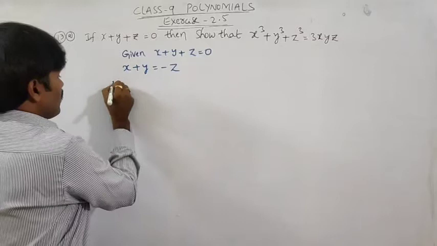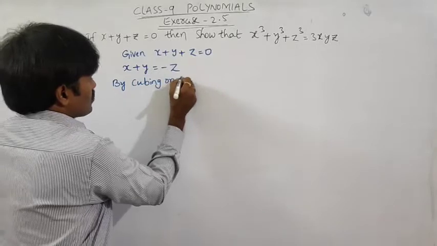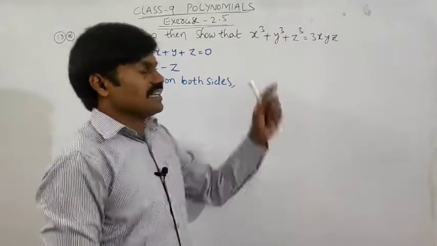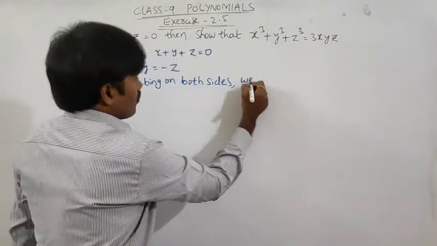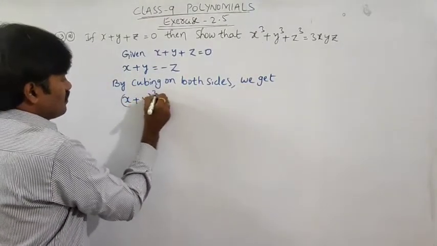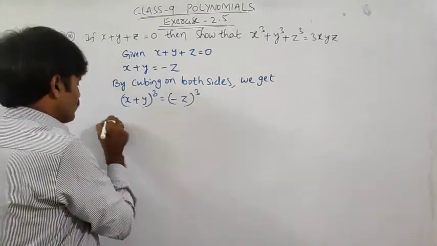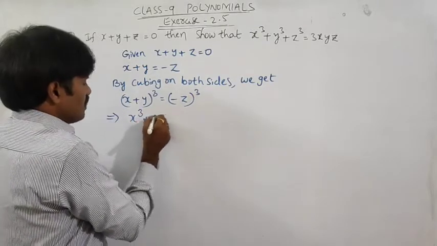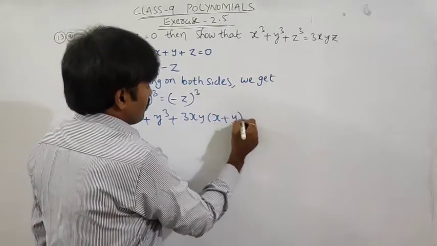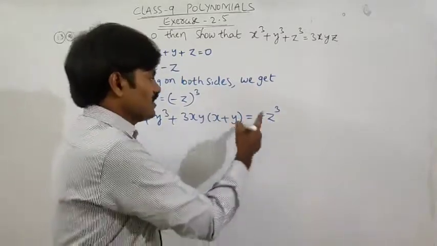Then by cubing on both sides, we have to cube on both sides because we have a cube in the result. Then we get x plus y whole cube is equal to minus z whole cube. Now the x plus y whole cube formula is already well known. We can write it as x cube plus y cube plus 3xy of x plus y, that is equal to minus z into minus z into minus z, so we get minus z cube.